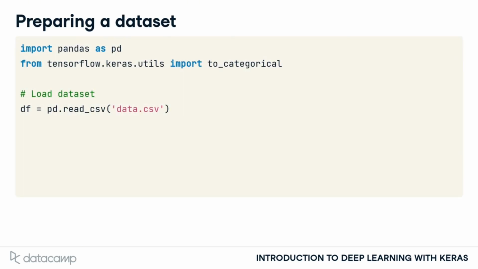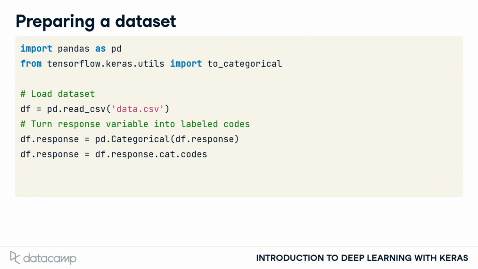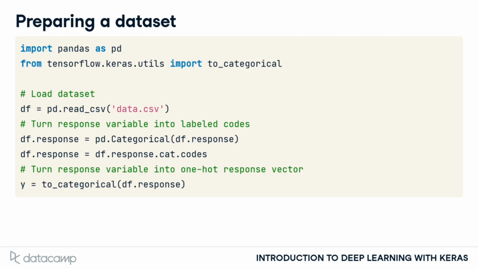Since our outputs are vectors containing the probabilities of each class, our neural network must also be trained with vectors representing this concept. To achieve that, we make use of the TensorFlow Keras utils to_categorical function. We first turn our response variable into a categorical variable with pandas categorical. This allows us to redefine the column using the categorical codes, cat codes, of the different categories. Now that our categories are each represented by a unique integer, we can use the to_categorical function to turn them into one-hot encoded vectors, where each component is 0 except for the one corresponding to the labeled categories.